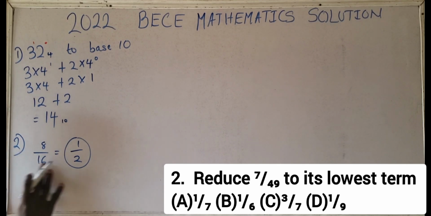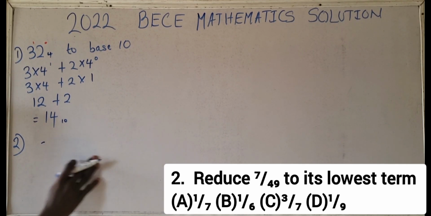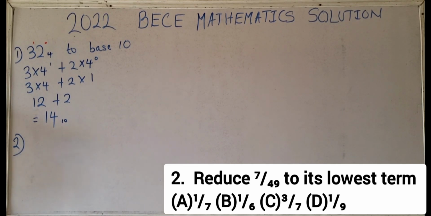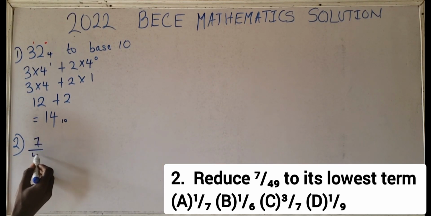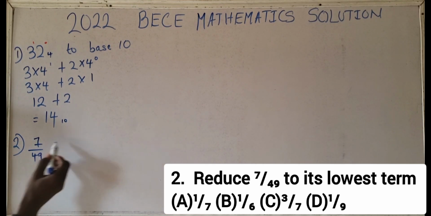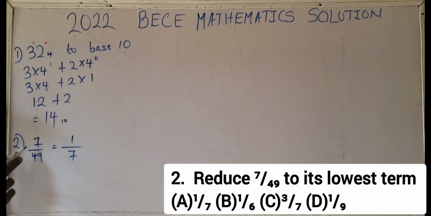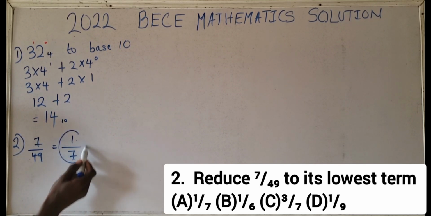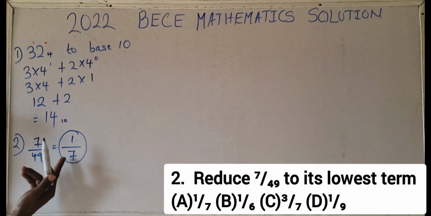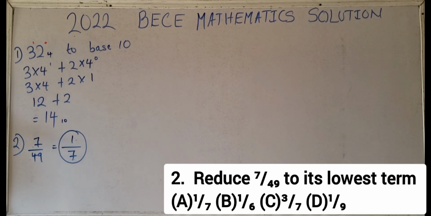So we are asked to reduce 7 all over 49 to its lowest term. If you are asked to reduce any fraction to its lowest term, all you have to do is reduce the fraction to a state where it is no longer reducible again. So now 7 over 49 can be written as 1 all over 7, because 7 divided by 7 is 1, and 49 divided by 7 is 7. So this is already at the lowest term, because it cannot be reduced again. That is what we call the lowest term. The right option to that question is option A.